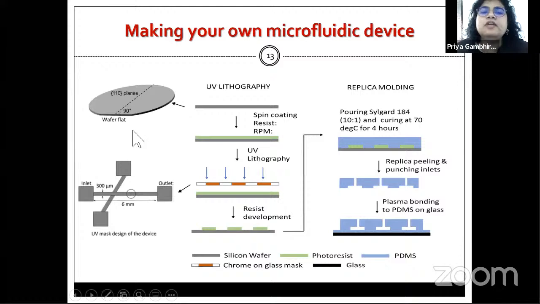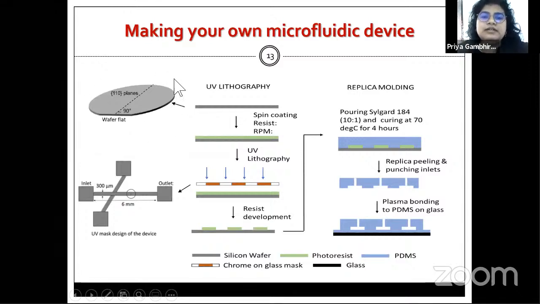There's something called silicon wafers. They look something like this. This is a schematic, but most of the wafers look like this. They are really flat. They are made from single crystal silicon and they have a flat on it.